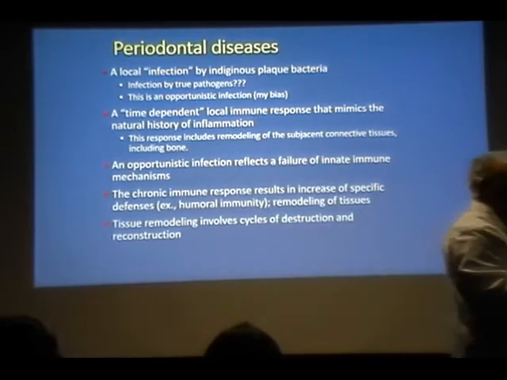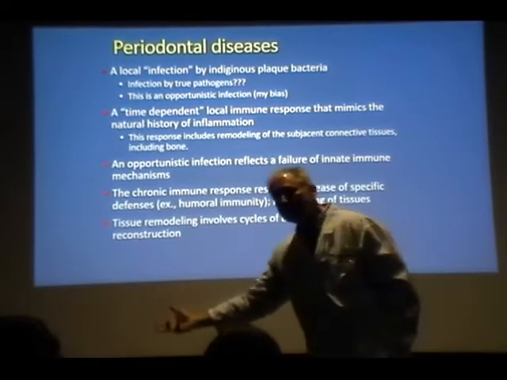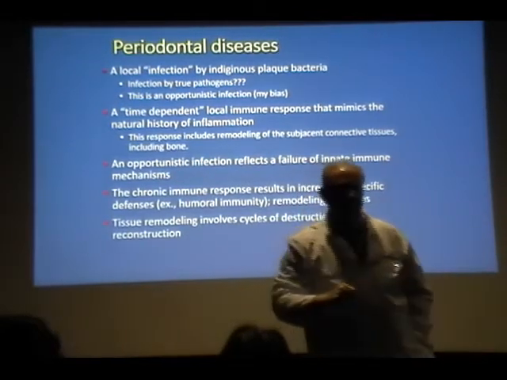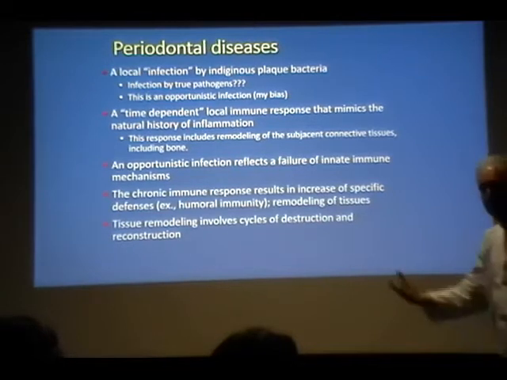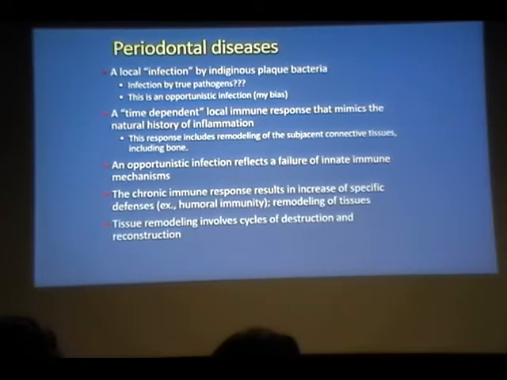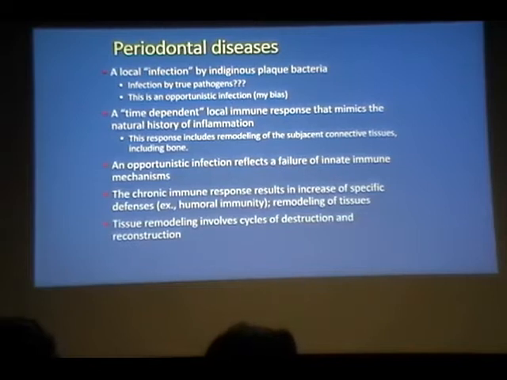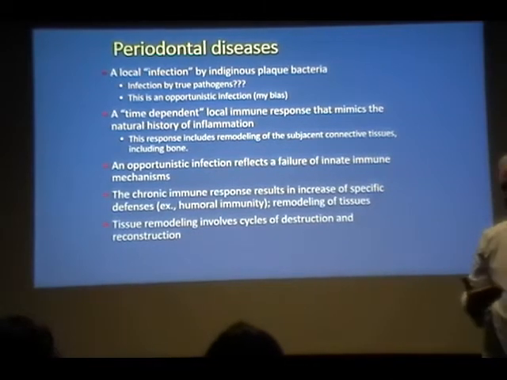And what normally happens in publications, attempts to associate bacteria with the disease, is that people will take samples from humans in the pockets, but they have no idea what stage of the disease they're taking the samples from. Is it active destruction? Is it quiescent? What effect does that have on the microbiota? An opportunistic infection reflects a failure of innate immune mechanisms. So when you have an opportunistic infection, that's telling you that the innate response isn't effective in eradicating that infection.